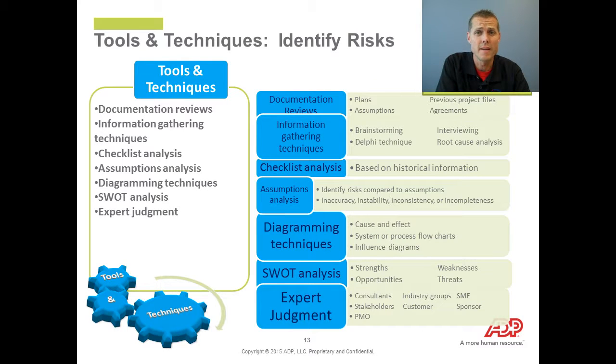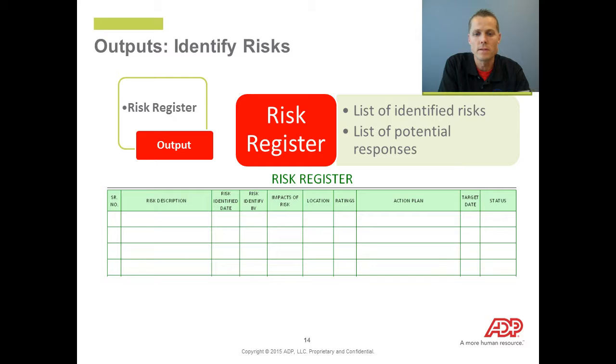When we look at the tools and techniques for identifying risks, we're looking at documentation review, information gathering techniques, checklist analysis, diagramming, SWOT analysis, expert judgment. So all the tools that we're using in some of the other knowledge areas, we're using in identify risks. And the output of identifying risk is the risk register. This is the single lone output of this process, and that is very important to remember because on the test, if they're talking about the risk register as it relates to an output, they're talking about identify risks, not plan risk management or any of the analysis.